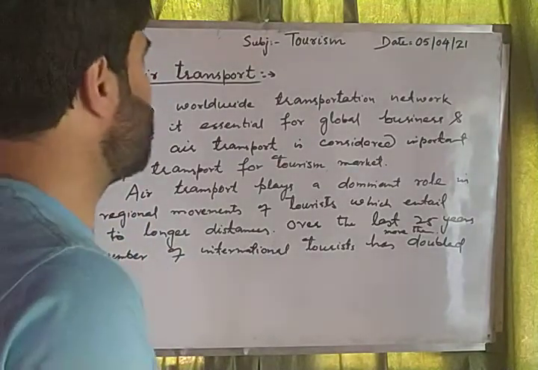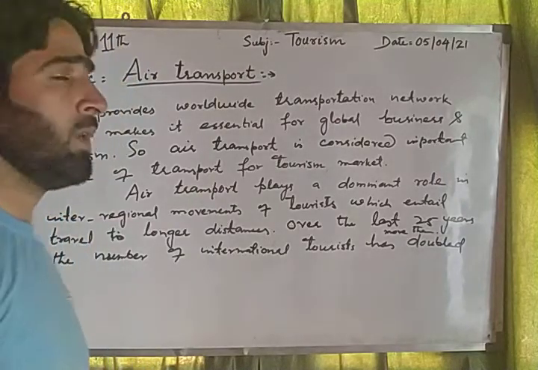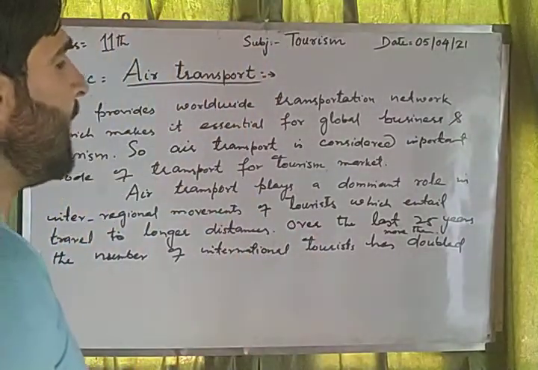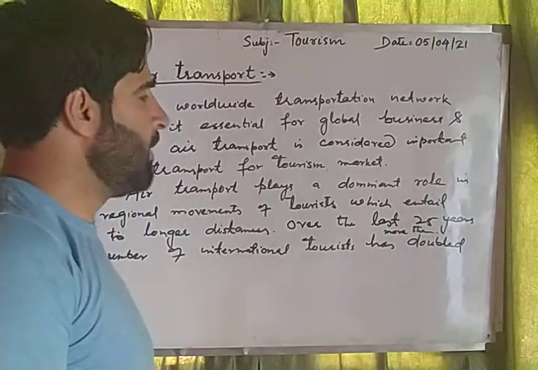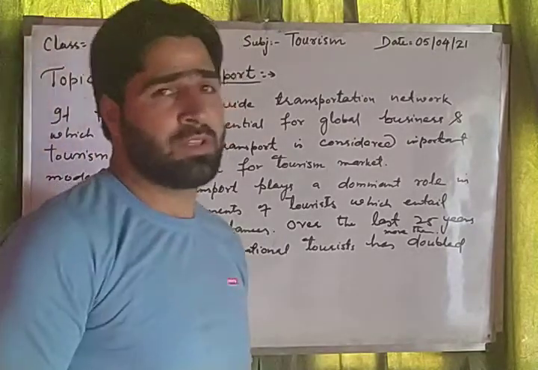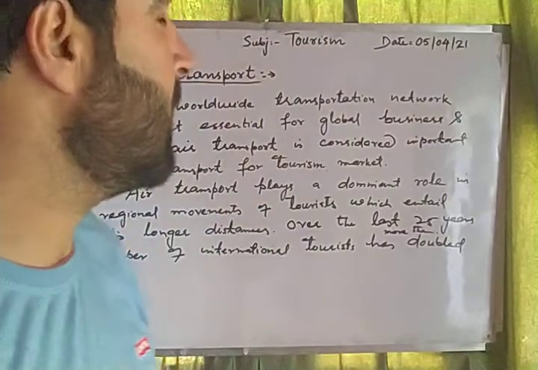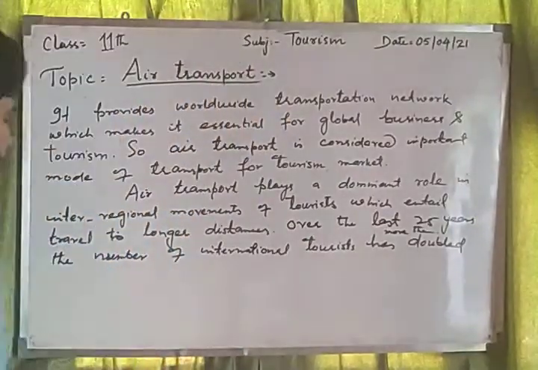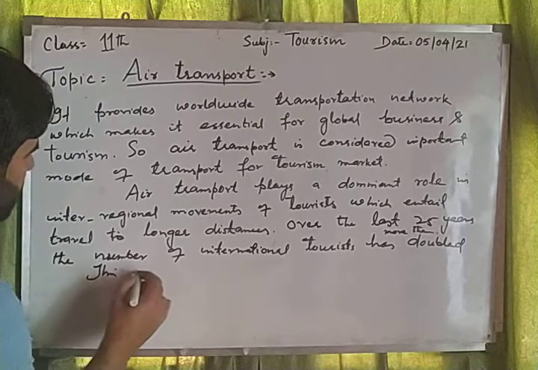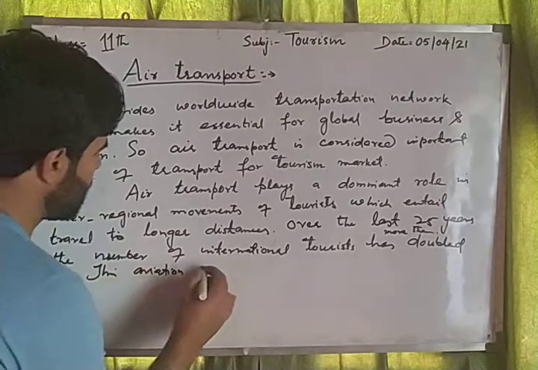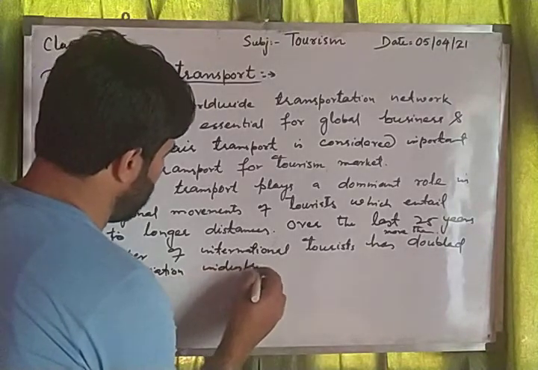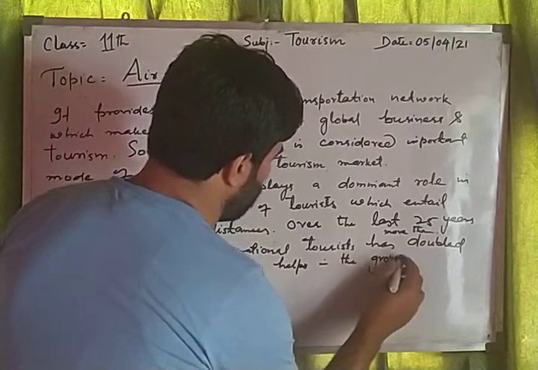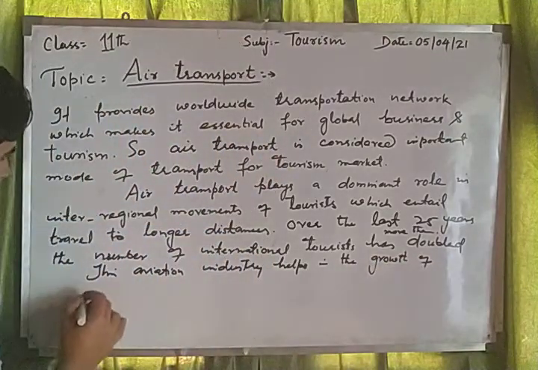एंड इन द लास्ट 25 इयर्स ये कहा जाता है कि जो इंक्रीजिंग नंबर है टूरिस्ट्स का, इट हैज़ बिकम मोर एंड मोर, एंड इट हैज़ बिकम मोर देन डबल्ड, राइट? सो ये जो टूरिज्म इंडस्ट्री है, इट गिव्स ग्रोथ टू दिस टूरिज्म इंडस्ट्री. यानी जो ये एयर ट्रांसपोर्टेशन है, या वी कैन से दिस एविएशन इंडस्ट्री, इट हेल्प अस इन द ग्रोथ ऑफ टूरिज्म इंडस्ट्री.